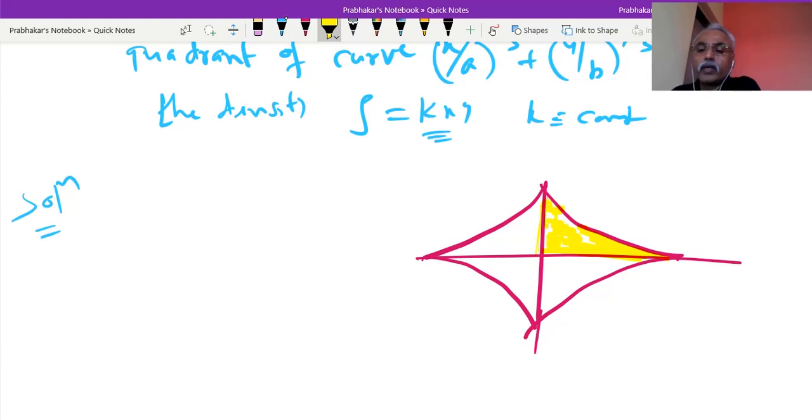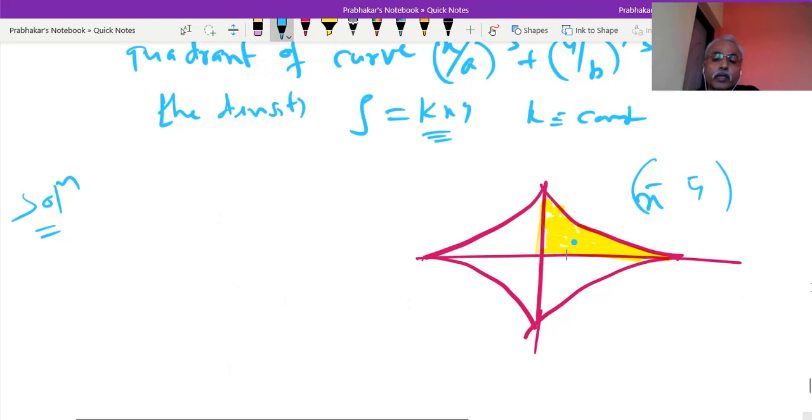In that, we have to find CG of this. There will be some point, say, this will be CG, x bar, y bar, where the whole concentration of mass will be in one point. CG of any body is the point where the whole mass is concentrated. Now, a similar formula is there for x bar, y bar also.